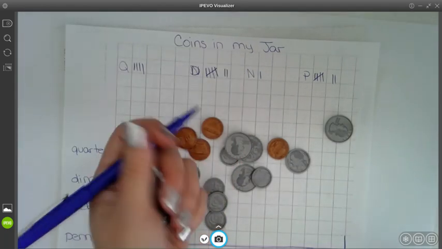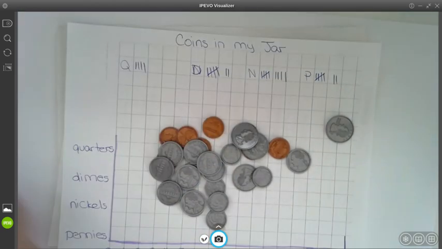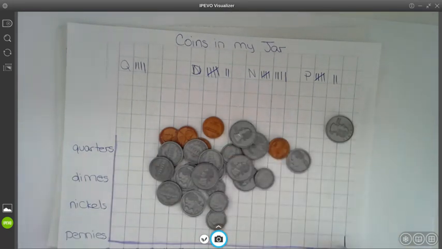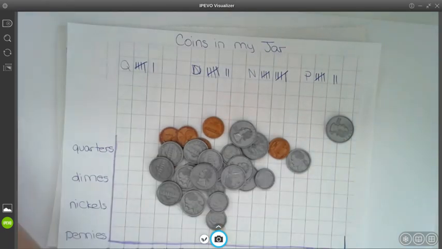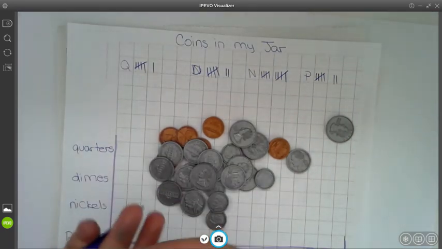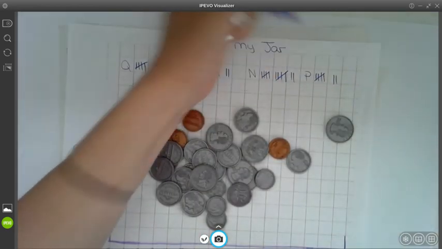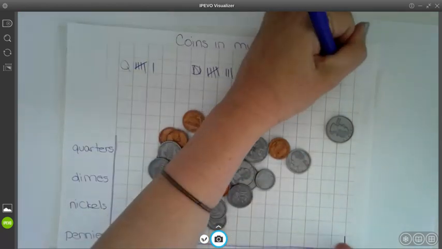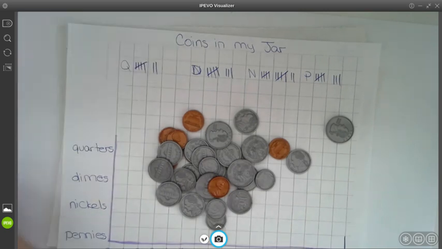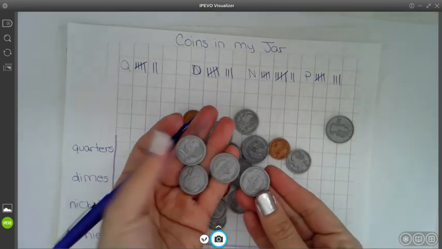Holy smokes, 8 nickels. Okay. 2 more quarters. Another nickel. 2 more nickels. 1 more dime. 1 more penny. Another quarter. And 4 more nickels.